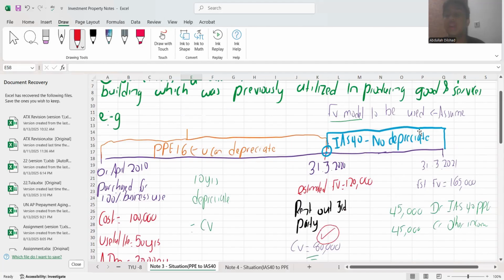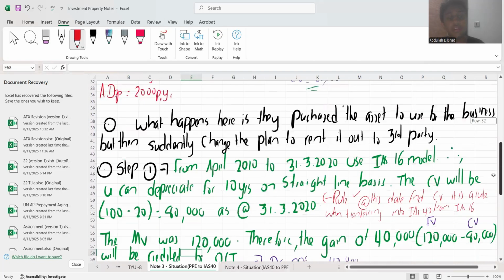Let me ask you all a question. From this date onwards, for this time period, this financial year, are you supposed to use IAS 16? No, you have to use IAS 40. Why? The intention changed, right? The intention to utilize the asset has changed.